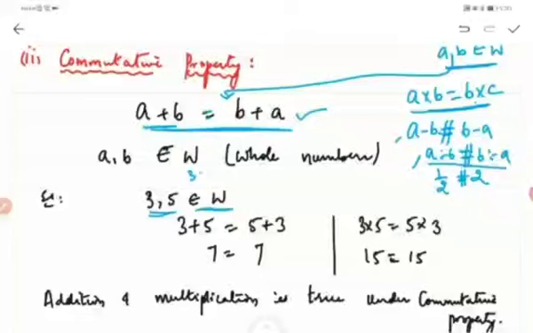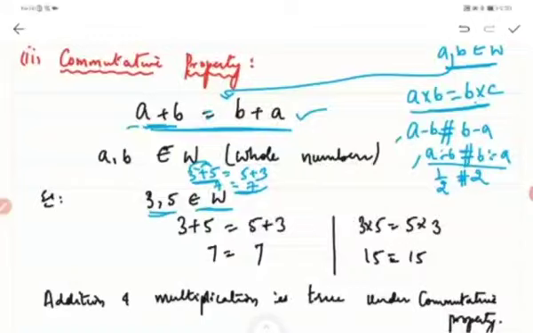If I add 3 plus 5, and if I just interchange these numbers and take 5 plus 3, how much is here? It is 8. Here also you'll get 8. Yes, isn't it? That is why we say that commutative property is true under addition and multiplication. I am saying that it is not true for subtraction and division.